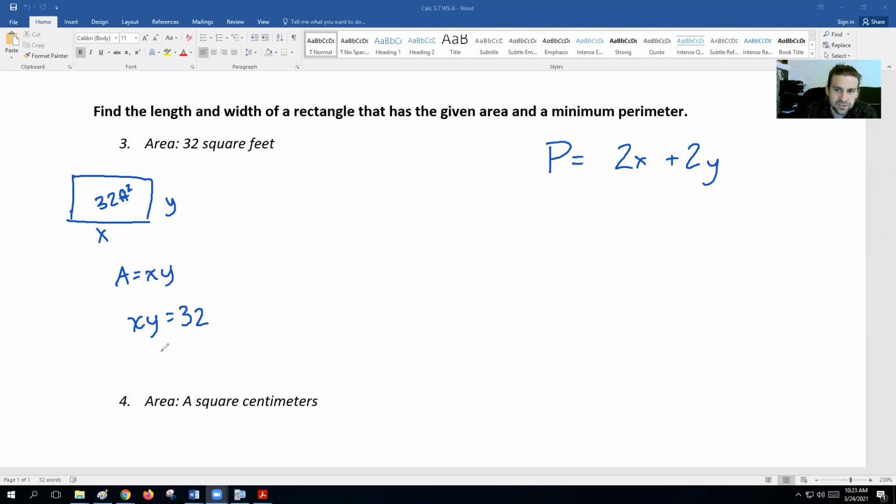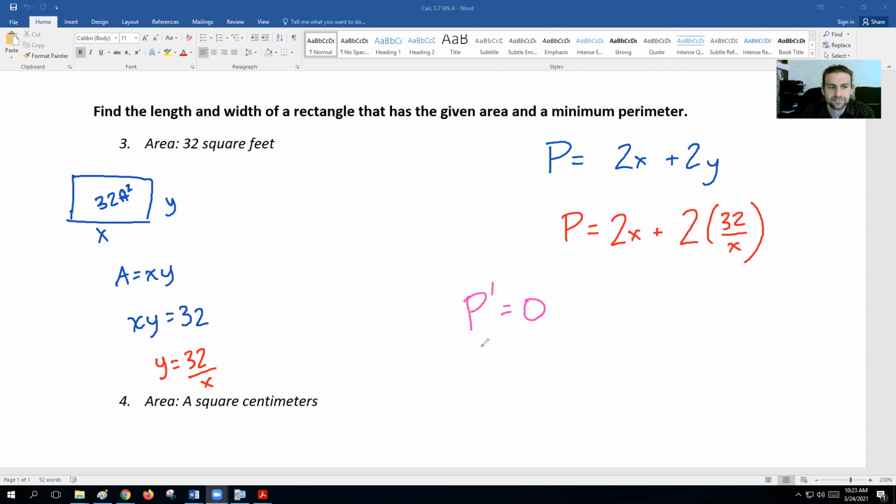So what we want to do here is get y by itself. So y equals 32 over x, and you can plug that in: 2x plus 2 times 32 over x. In this problem, just like the other one, we have our perimeter. You're going to take the derivative of it and set it equal to 0. Once you get that number, you're going to plug it back in, and you should notice something very special about that shape again, and that should help you set up the answer to problem 4.